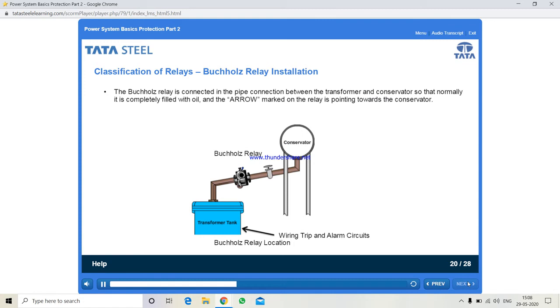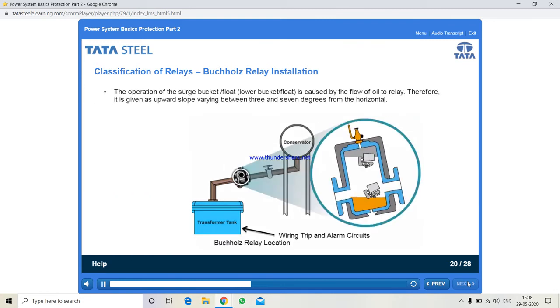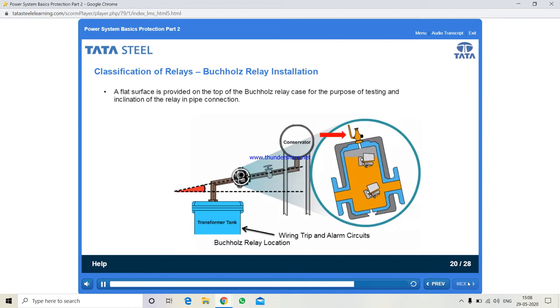The operation of the surge or flow element is caused by the flow of oil to the relay. Therefore, it is given an upward slope varying between 3 and 7 degrees from the horizontal. A flat surface is provided on the top of the Buchholz relay case for the purpose of testing the inclination of the relay in the pipe connection.